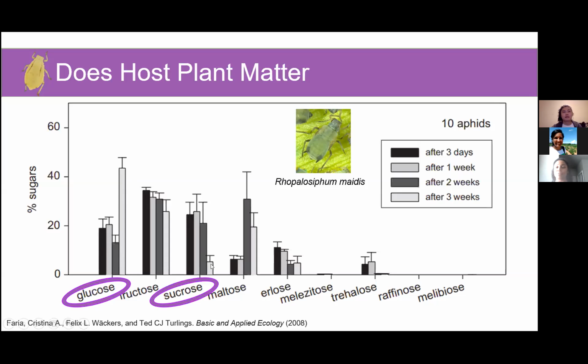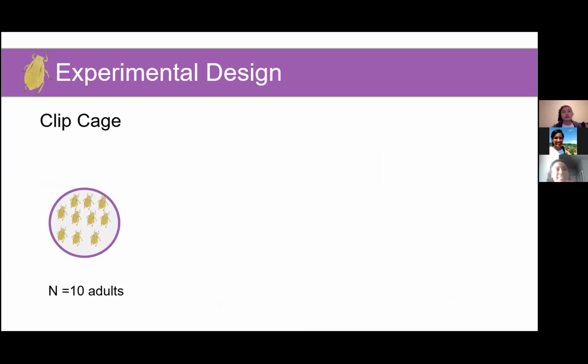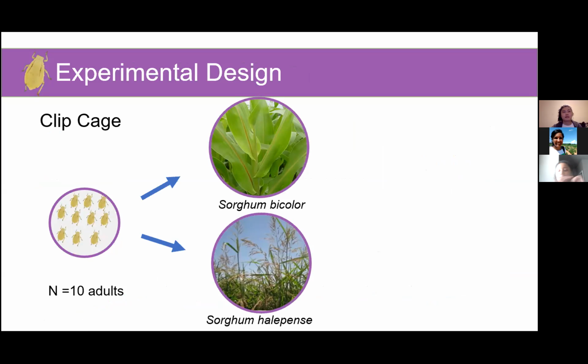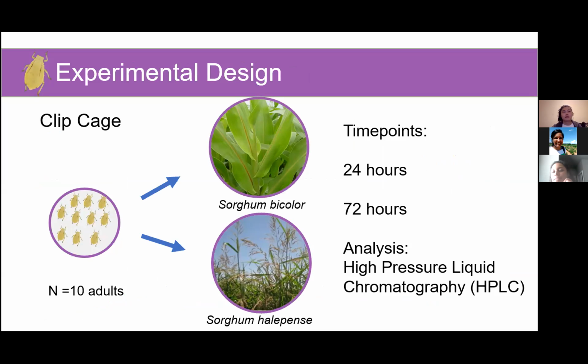So here's what I did. This is my experimental design. I used a clip cage with 10 clonal aphids. Again, the sugarcane aphid reproduces asexually. And then depending on the species, I placed that clip cage on a sorghum or Johnson grass leaf for a period of either 24 hours or 72 hours.